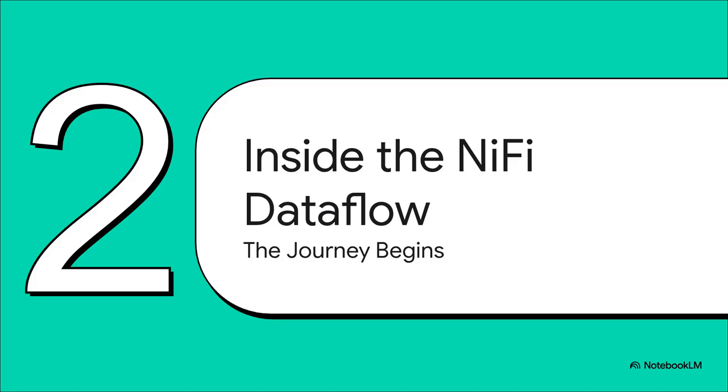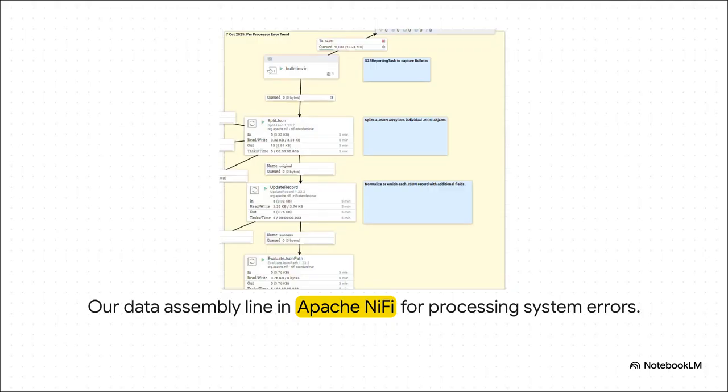Okay, so our journey starts with a tool called Apache NiFi. This is where we get our hands dirty with the raw error data and start molding it into something that's actually useful. Think of it as the very first stop on our data's assembly line. And here it is. This is our assembly line in action. What you're looking at is a NiFi data flow. Don't worry too much about the details in each box for now. The key thing to see is that it's a clear visual map that shows exactly how our messy data gets cleaned up and refined, step by step.